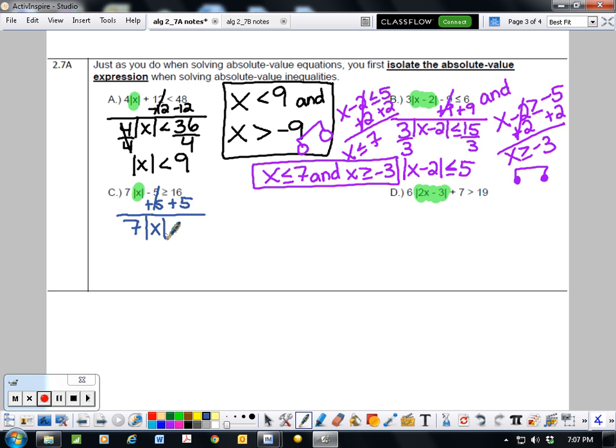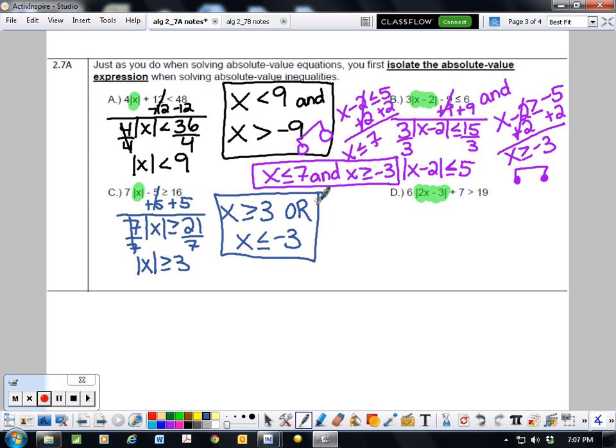Still, I don't have absolute value by itself. It's still being times by 7. I divide by 7. So now I have absolute value of x is greater than or equal to 3. Now I have the absolute value by itself, I can separate. So I have my original, x is greater than or equal to 3. And because that's a greater than, this is an or problem. And then for the second one, I flip the symbol and change the sign. And there's our solution.